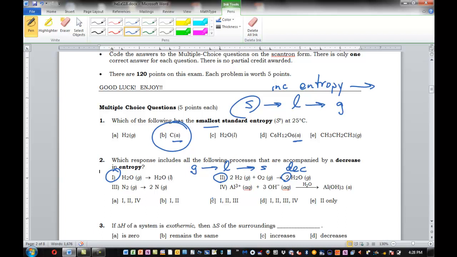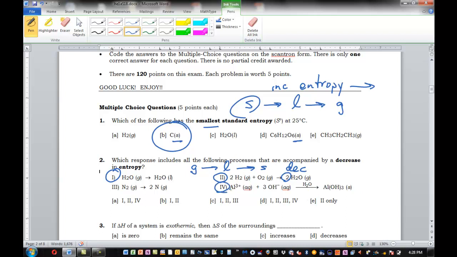All right, let's jump to 4. What does this represent? What kind of reaction is this? Yeah, this is a precipitation reaction. So we're taking dispersed ions in solution, hydrated by water, they're in motion, and we're forming this ordered crystalline solid. That is certainly a decrease in entropy.